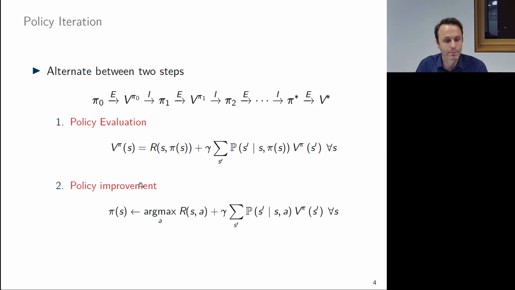Now the policy improvement step looks at which is the best policy, or can we actually improve the policy given our previous policy that we had and the values that we had here. So then we extract a new policy based on the v pi that we have evaluated for that policy.